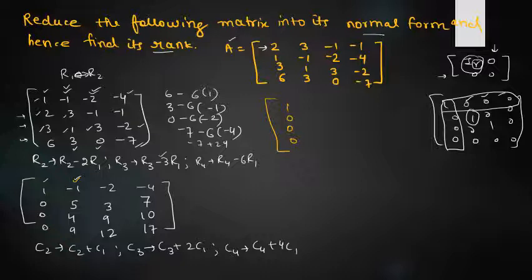So minus 1 plus 1 is 0. Then C2 plus C1: 5 plus 0 is 5, 4 plus 0 is 4, and 9 plus 0 is 9, right? Then C3 plus 2C1. C3 is minus 2 plus 2 times 1, which is 0. Then the next entries in C3: 3 plus 2C1, where C1 is 0, so it will be 3 only, right?